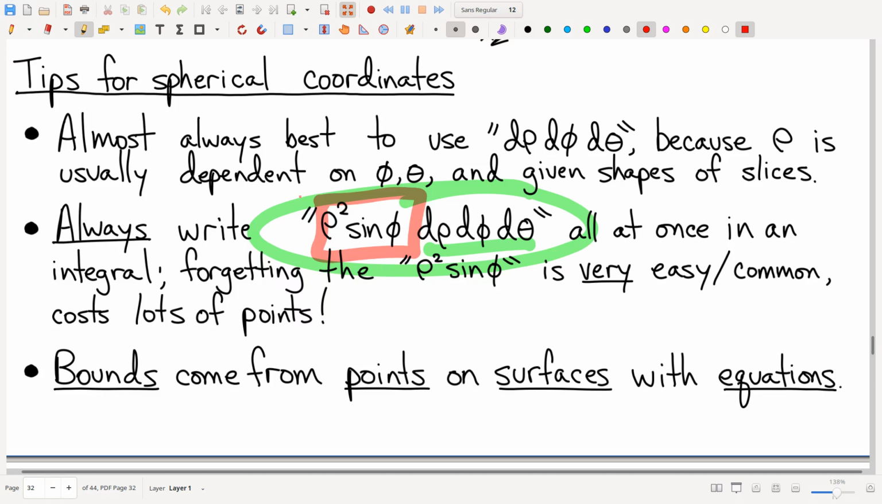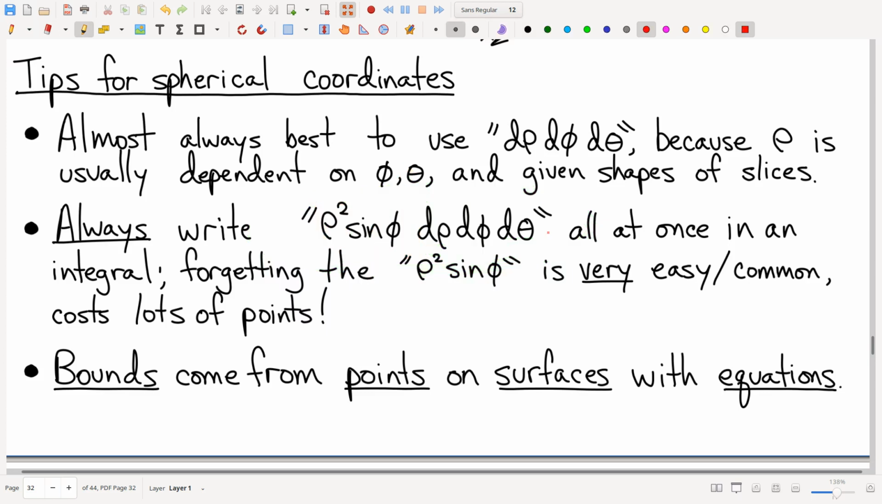In fact, if you find yourself on the exam with 10 seconds left, and you haven't even started the spherical coordinate integral question, just write this down. You'll get several points, possibly 5 points, right? Just memorize this: rho squared sine phi d rho d phi d theta. Boom. Points. So I think this is, again, a really valuable trick. Write that down all at once. It'll help you to not forget that stretching factor.